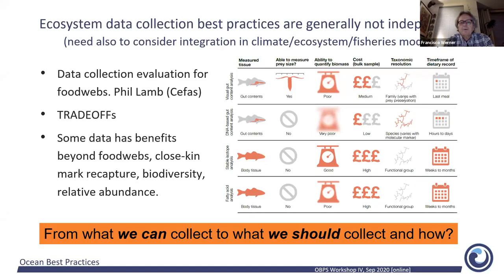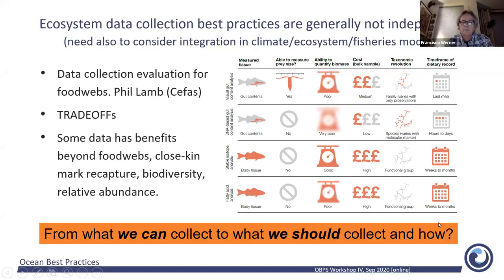Are you trying to figure out the preferred prey size of an organism, or are you trying to figure out what the taxonomic resolution might be of the food web? Different questions will give you different pros and cons, which have to do with how costly it is, or how far back in time you can go with the data you collect. And really the message is that we're getting really good at a number of things, but there are always trade-offs. And so some data will have benefits beyond food webs.